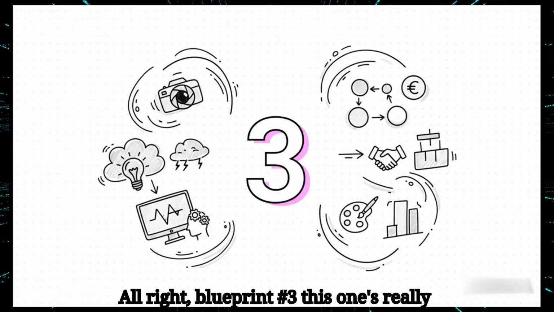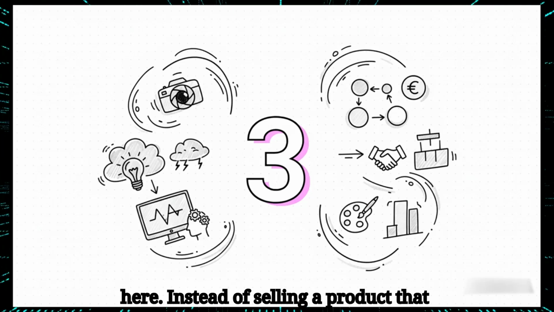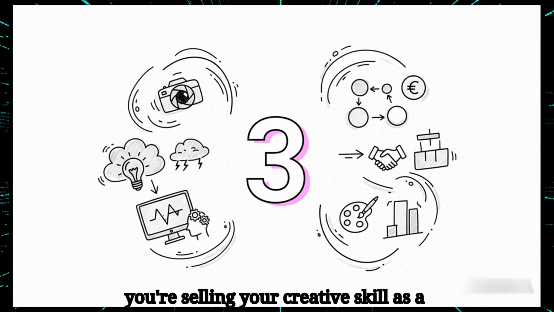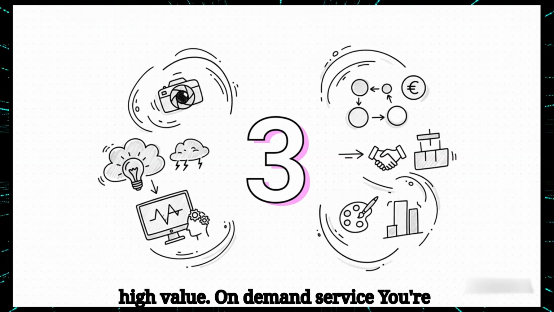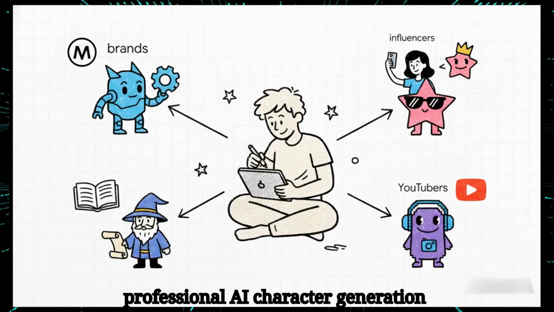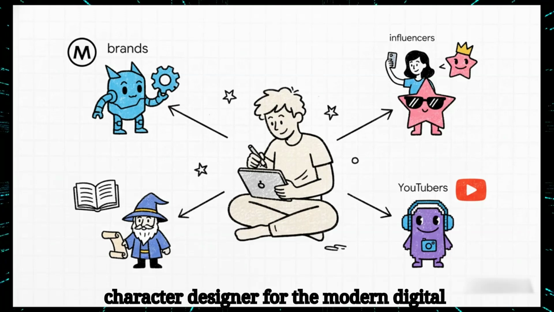All right, blueprint number 3. This one's really cool because we're kind of shifting gears here. Instead of selling a product that you've already made, with this idea, you're selling your creative skill as a high-value, on-demand service. You're basically positioning yourself as a professional AI character generation service. Think of it like being a character designer for the modern digital age.